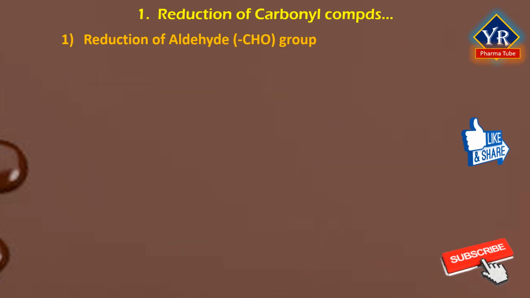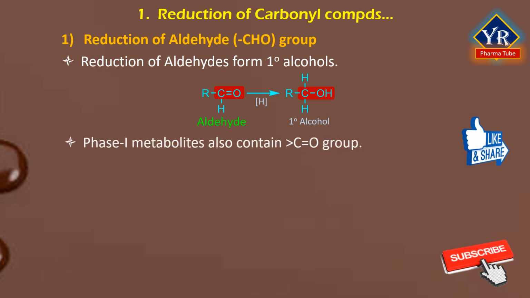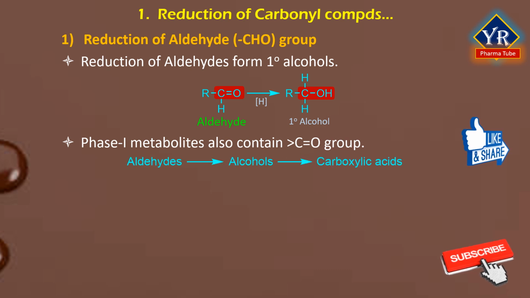Reduction of aldehydes. Aldehydes undergo reduction to form primary alcohols. Phase 1 metabolites formed by oxidative deamination of drugs also contain a carbonyl group. Aldehyde metabolites are easily oxidized to carboxylic acid and occasionally reduced to primary alcohols. Aldehydes can also be converted to alcohols but can undergo the additional pathway of oxidation to carboxylic acids.